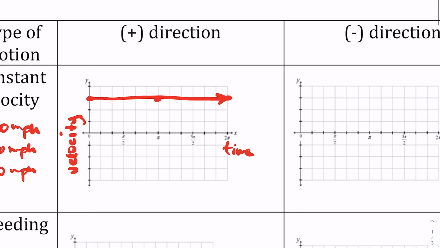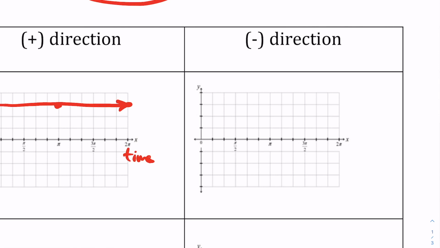Well, what if you're moving at constant velocity in the negative direction? That means that you're maybe going negative 100 miles an hour one moment and then staying there for a while. So that means you're going to be down here in the negative space. And just connecting those dots, constant velocity in the negative direction. This here is zero velocity and zero time.